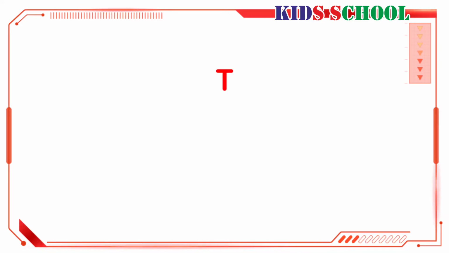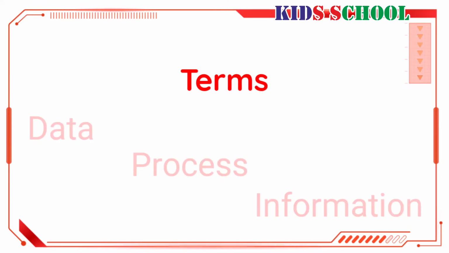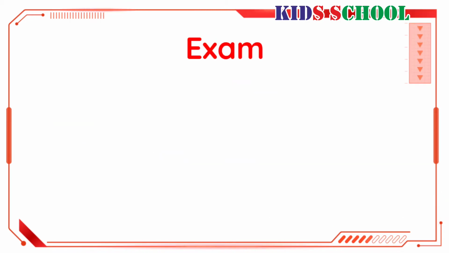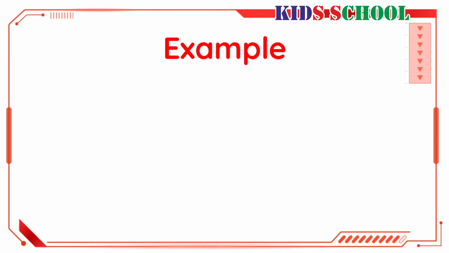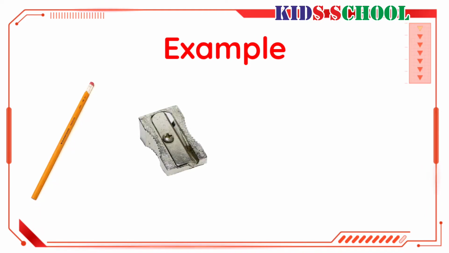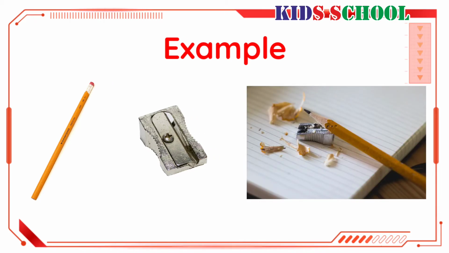To understand the working of a computer, you should know the meaning of the terms data, process, and information. Before understanding the working of a computer, we will understand it with a simple example. In this picture, you can see a pencil and sharpener. We will use the sharpener to sharpen a pencil. After processing of sharpening, you can see a sharp pencil.